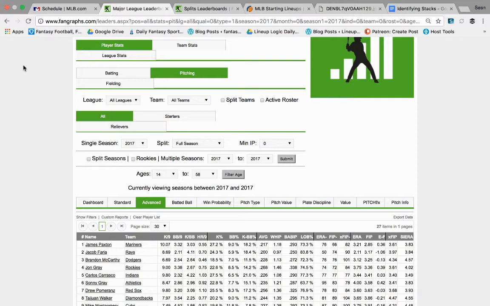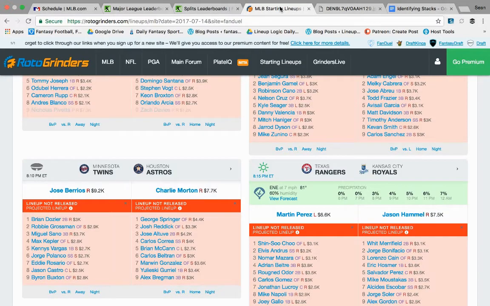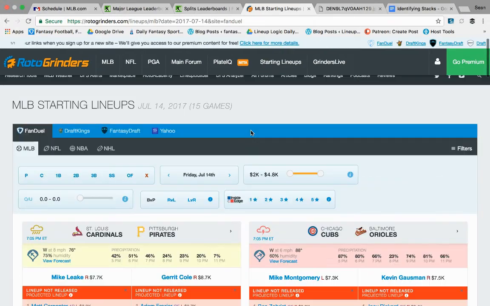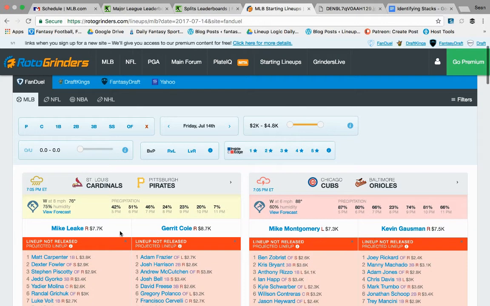But I want to say there's a couple things that I do before any slate when I'm looking for stacks. And the first thing that I'm always going to look at is Vegas and the weather. This is the RotoGrinders lineup page. It's a great resource. This is now updated to Friday, July 14th. We don't have Vegas's take on the slate, but what we do have is our matchups here. And what you normally will see is an implied team total right there.